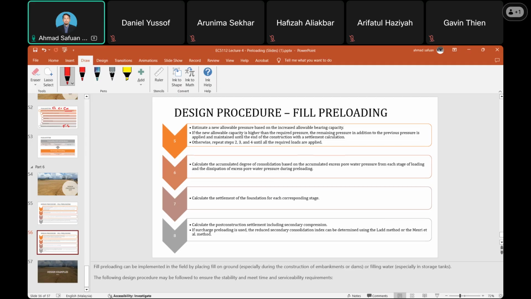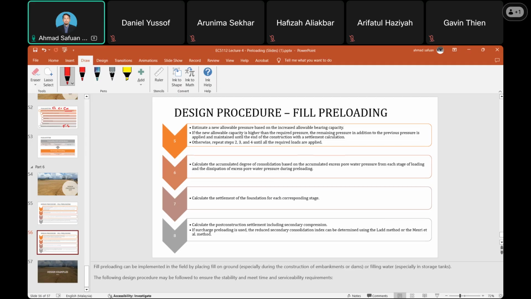Calculate the accumulated degree of consolidation based on the accumulated excess pore water pressure from each stage of loading and the dissipation of excess pore water pressure during preloading. Calculate the settlement of the foundation for each corresponding stage. Then calculate the post-construction settlement, including secondary compressions.